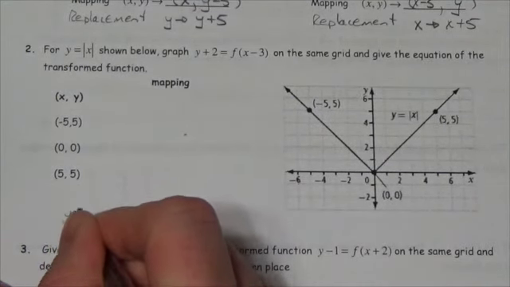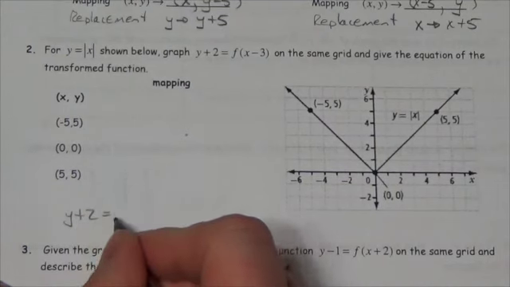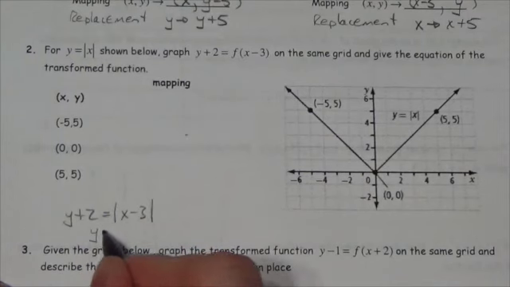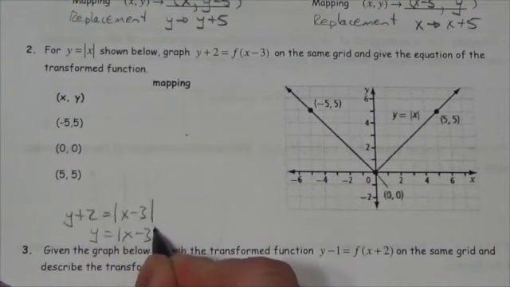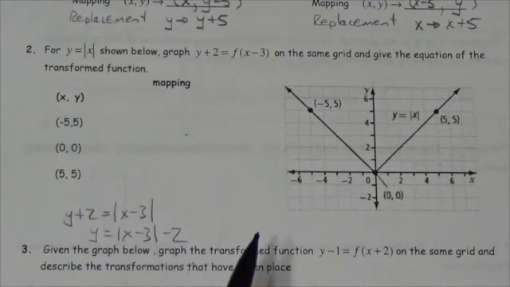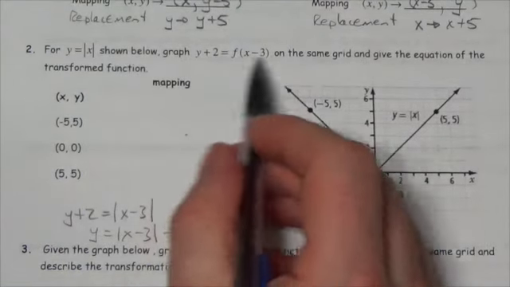This is the same as y plus 2. This will equal the absolute value of x minus 3. And then we can do one step better here by bringing the 2 over, isolating the y like we would normally do. Now, let's talk about what this is saying here.